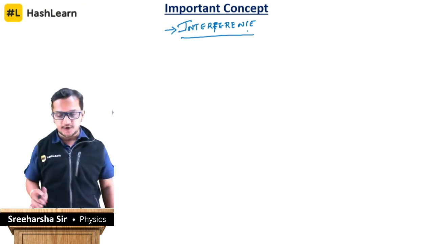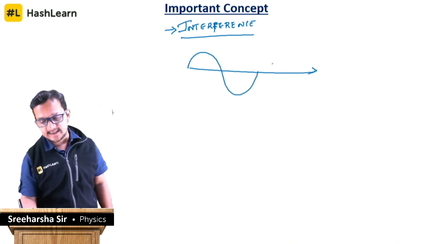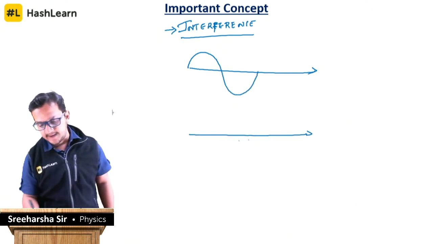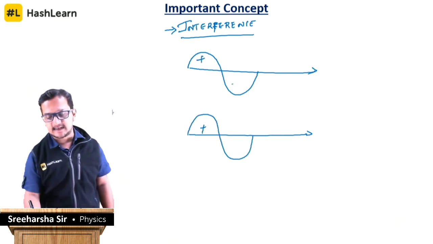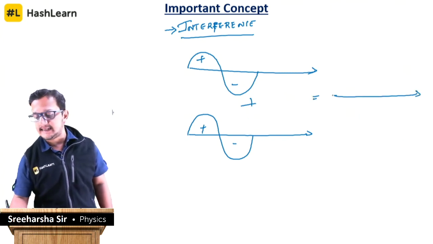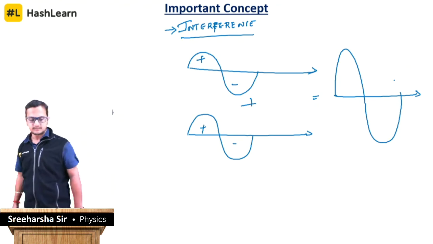Now let us assume I take one wave. This is the crest and the trough, and you have another wave which is moving in the same direction, but the condition is that the crest and the crest are coinciding. When you add them, the energy increases by increasing the amplitude.